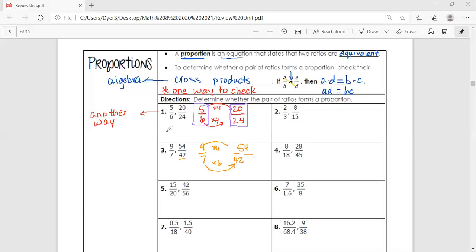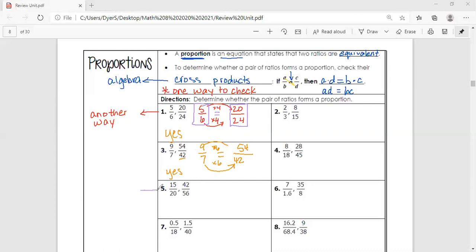Let me go back up to number 1. So yes, this is a proportion. Yes, this is a proportion because they indeed are equal. 9 over 7 really does equal 54 over 42. 5 over 6 up here at the top, and I should have done this at that point, really does equal 20 over 24. All right, so let's go down to number 5.